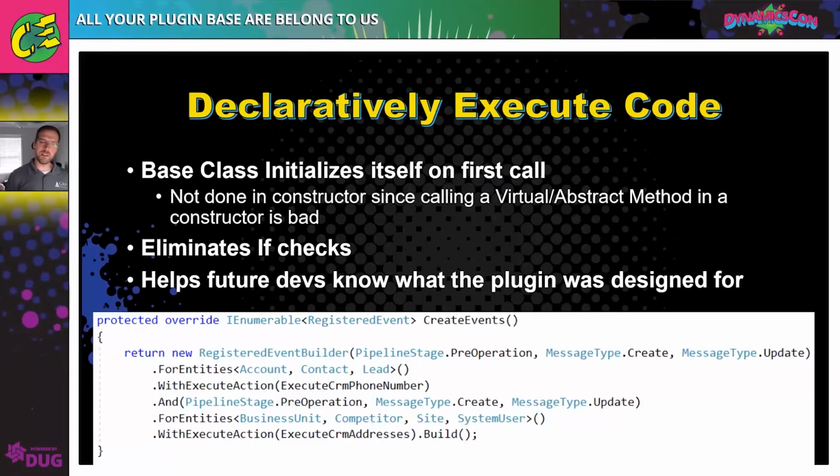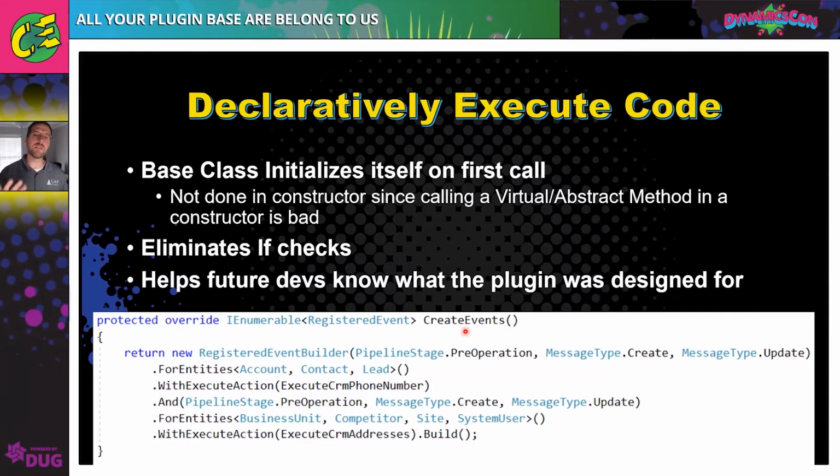Executing code. You can do this 500 different ways. I've seen some people that have one giant plugin, or they have one main method that then will call 4 or 5 other sub methods from it. That usually involves a switch statement or if statement, depending on if it's a create or an update, or pre-execution or post-execution. So what I like to do is to have it be declarative as far as what you're going to do here. Each plugin will implement this create events method that will actually give back the events that this plugin actually operates on.